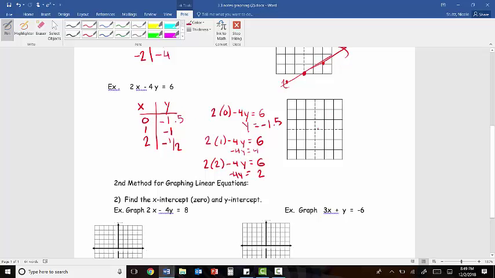So let's graph these and see if they make a line. So we have 0. We're going to go down 1.5 spaces. Then 1, -1. Then we're going to go over 2 and down just a half a space. And there's our line, so it looks pretty good.